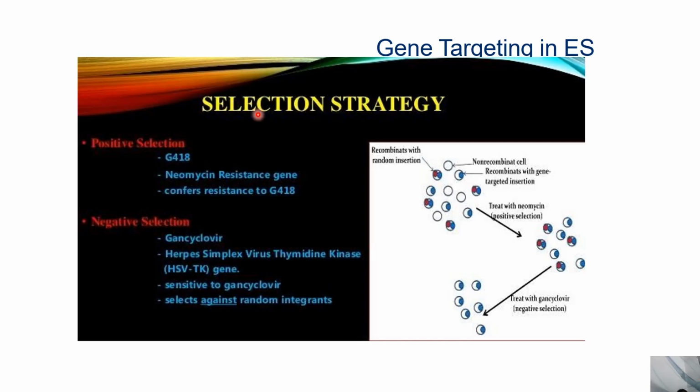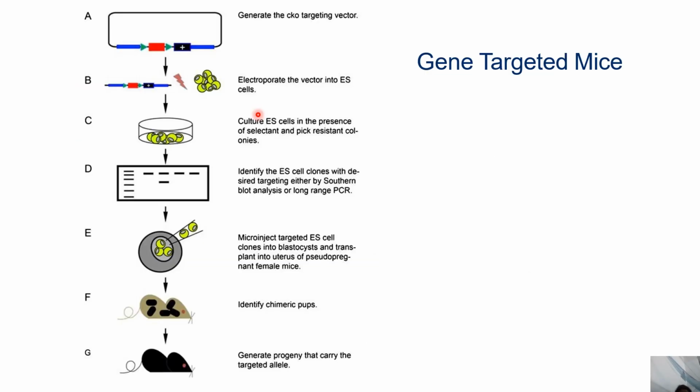Now, what is the selection strategy? Positive selection is basically the G418 neomycin resistance gene. It confers resistance to the G418 antibiotic. Now, negative selection uses ganciclovir and the herpes simplex virus thymidine kinase, HSV-TK gene. It's sensitive to ganciclovir and selects against random integrants.